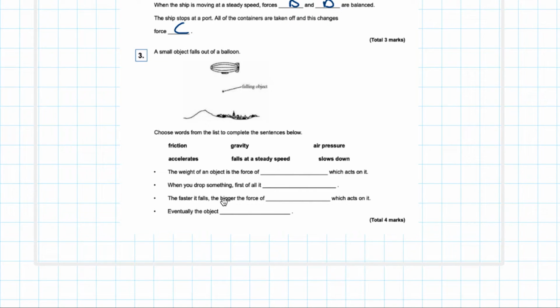The next one we've got is question 3. A small object falls out of a balloon. Choose the words to complete the sentences. The weight of an object is the force of. When we have the weight of an object acting downwards, W equals mg, weight equals mass times gravity. The force that weight is due to is gravity.